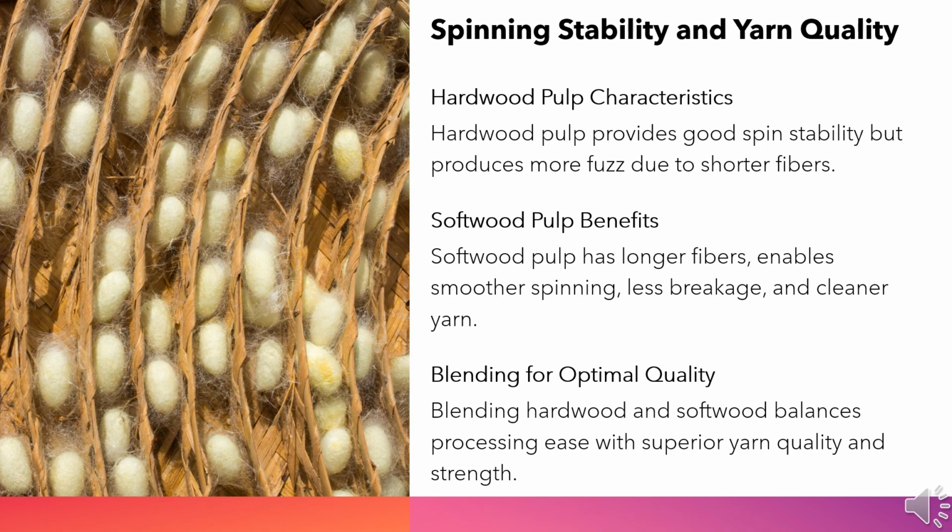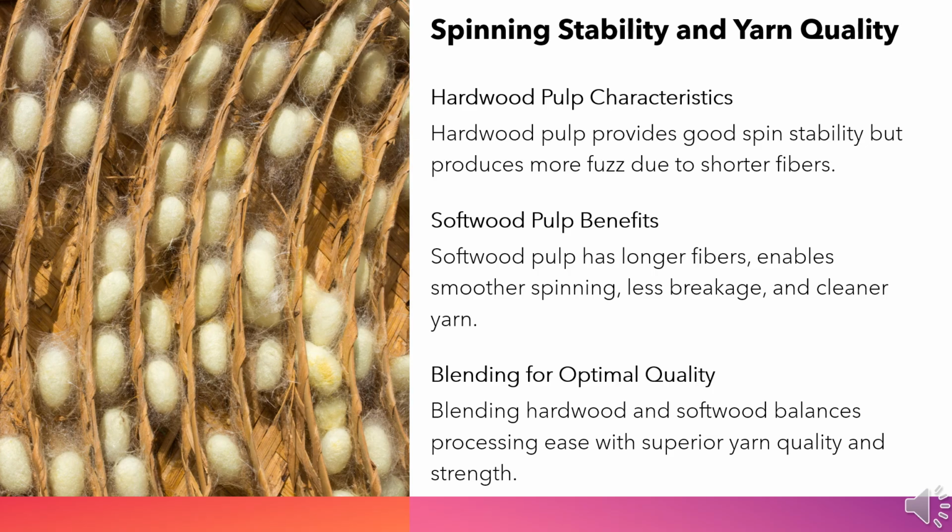The spinning stage of viscose processing is highly sensitive to pulp characteristics. Hardwood pulp offers good spin stability but tends to generate slightly more fuzz due to its shorter fibers. Softwood pulp, with its longer fibers and cohesive structure, delivers excellent spinning performance marked by smoother running conditions, lower breakage rates, and cleaner yarn production.